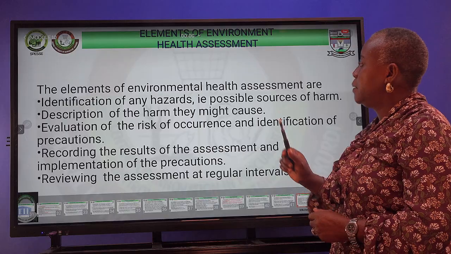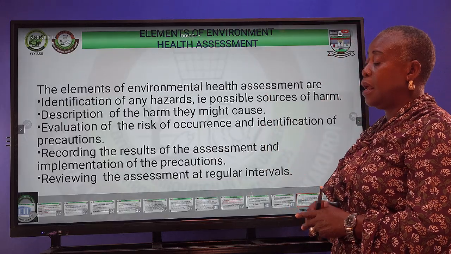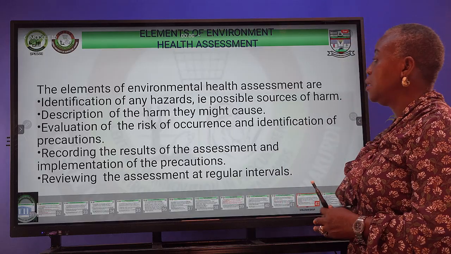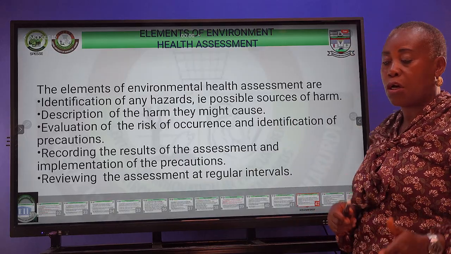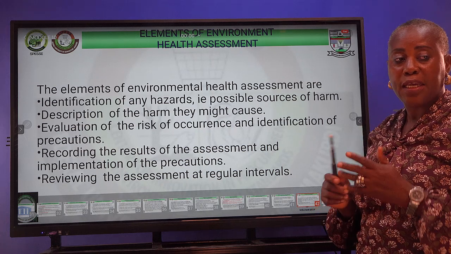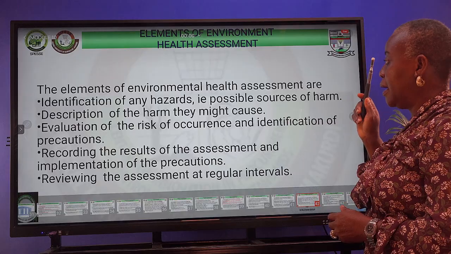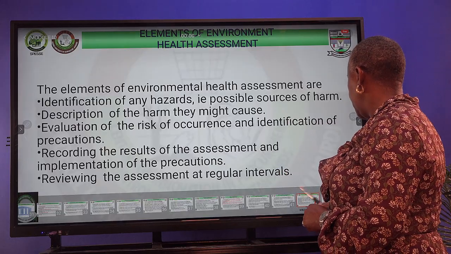Like I've explained, we need to identify the hazards, we need to describe what the hazards are and what harm they are causing. This is more like epidemiological studies. Who is affected, where it is affected, what is it causing, when did it happen, the seven W's and H, which are explained in epidemiology. So these are factored in during environmental health assessment.